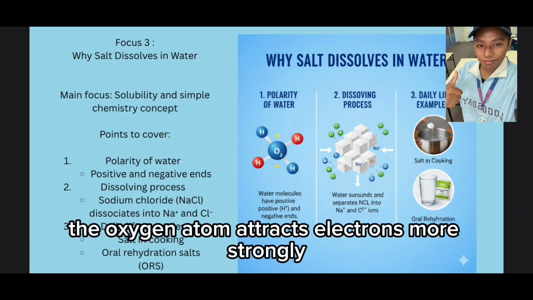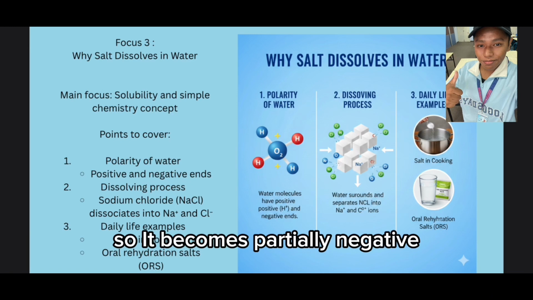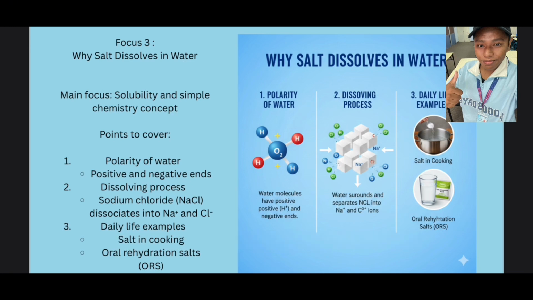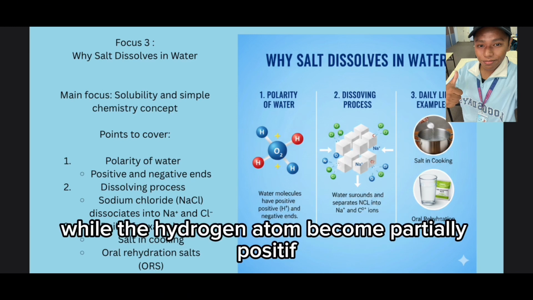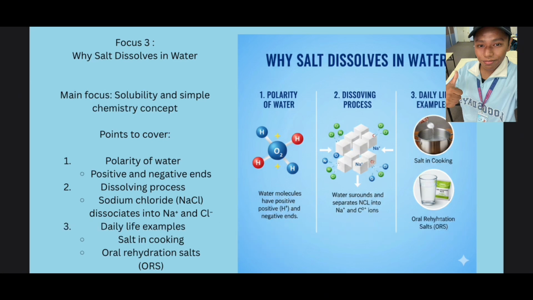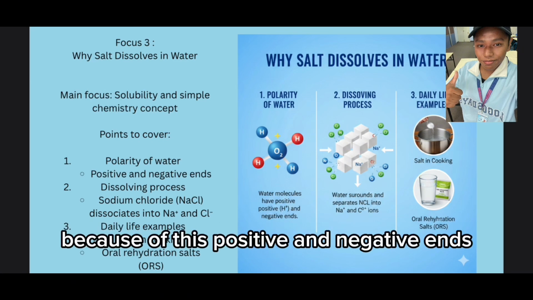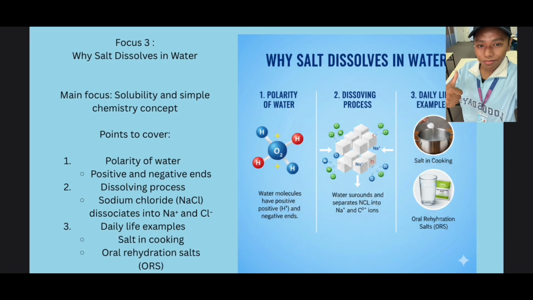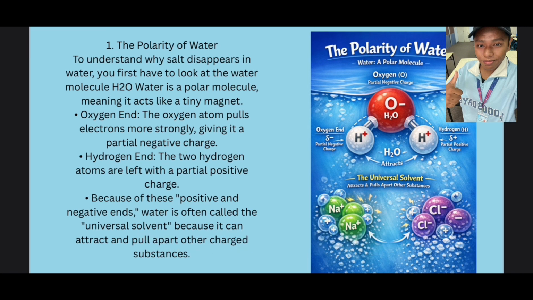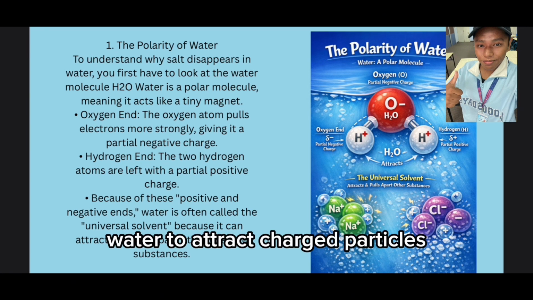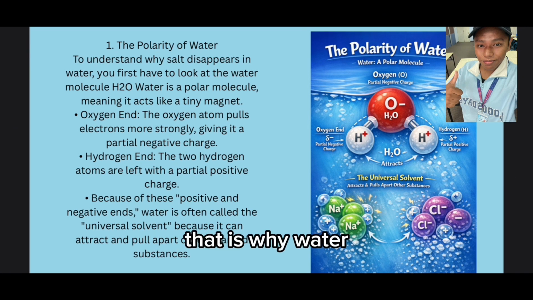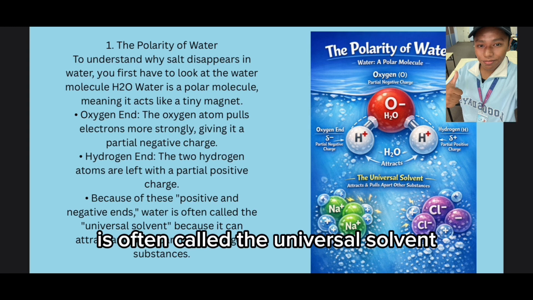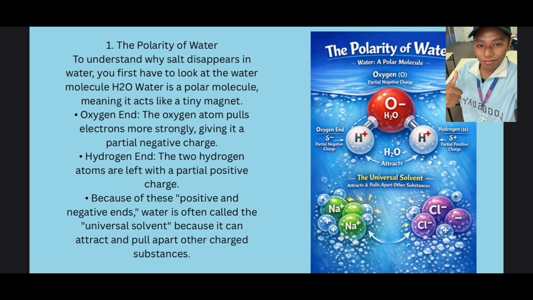The oxygen atom attracts electrons more strongly, so it becomes partially negative, while the hydrogen atoms become partially positive. Because of these positive and negative ends, water behaves like a tiny magnet. This is an important property because it allows water to attract charged particles. That is why water is often called the universal solvent.